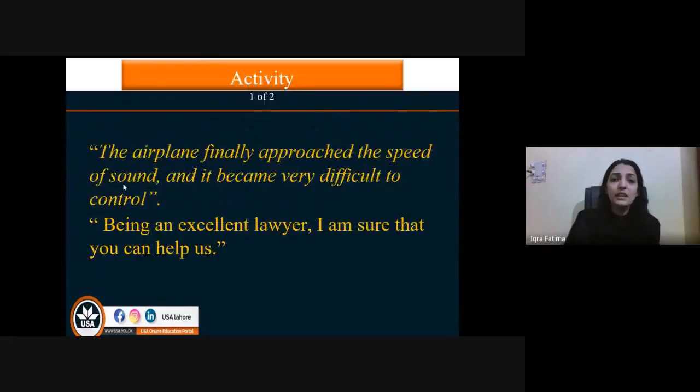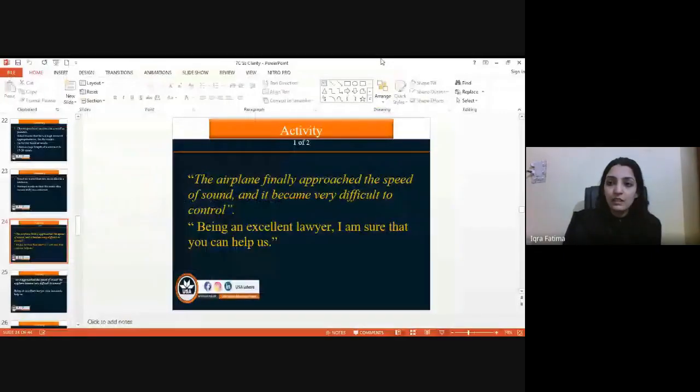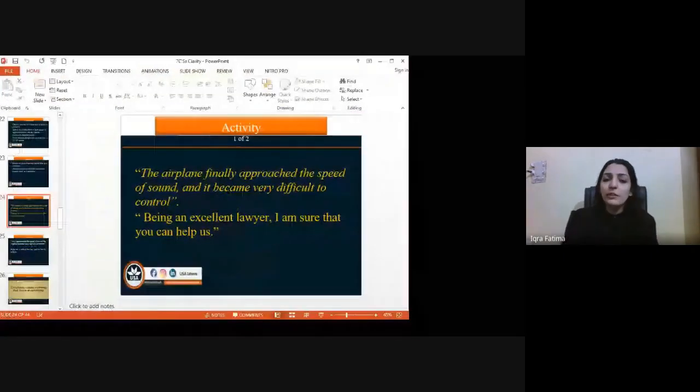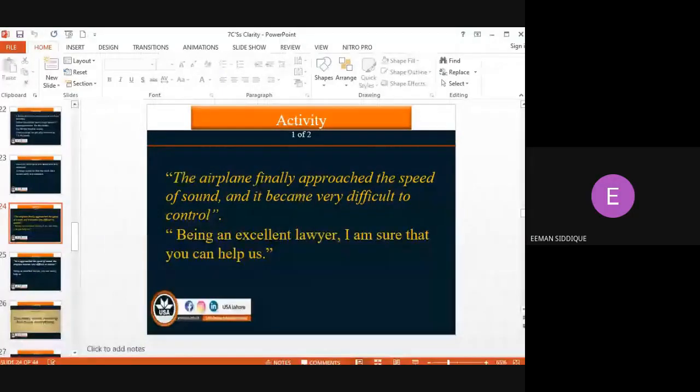Now, this is the example. The airplane finally approached the speed of sound and it became very difficult to control. Can you make it more clear? Any one of you just try to make it clear. This is an activity you all have to participate in. Just your idea, you could be wrong. It's okay. Yes, ma'am.